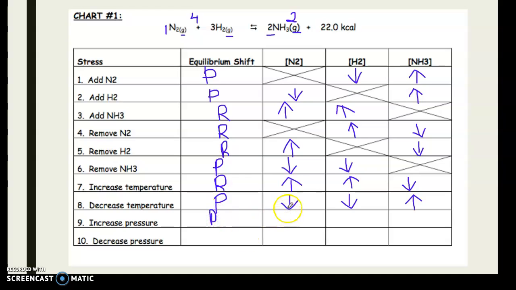Now, when we shift towards our product side, anything on our product side, we're going to increase its concentration. So NH3 has an increase in concentration. But H2 and N2, because they're on the reactant side, have a decrease in concentration.